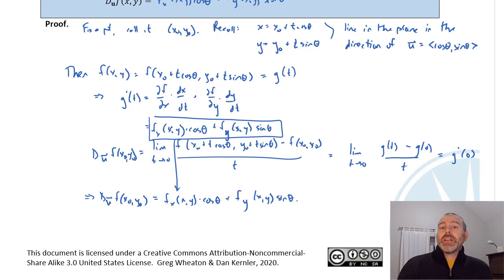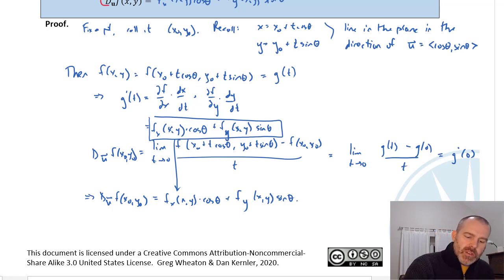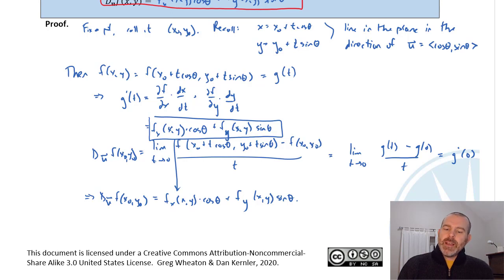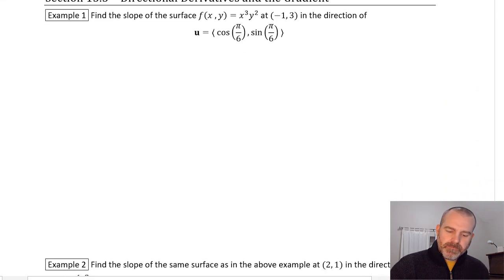From your perspective, you're going to want to have a formula sheet with this theorem written down: the directional derivative of a function is the partial derivative of f with respect to x times cosine theta, plus the partial derivative of f with respect to y times sine theta. So let's do a couple of examples on the next page.